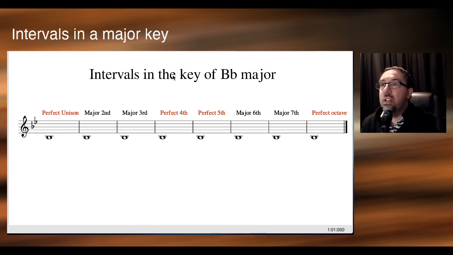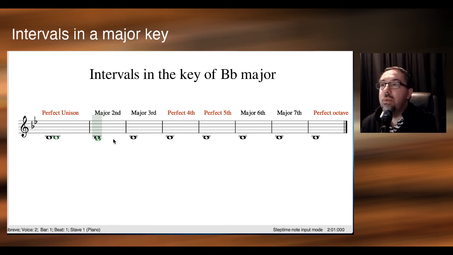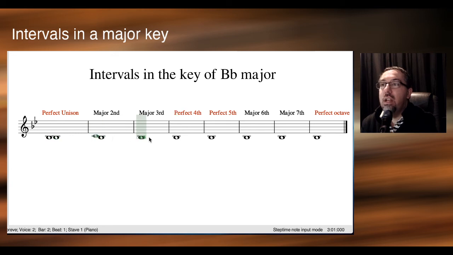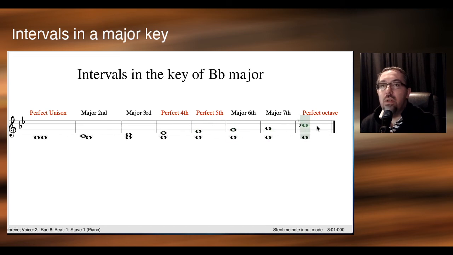Okay, so let's put those notes in again. So my first one was unison, so let's put the same note in. The next one was a second, so B flat to C. Next one was B flat to D, B flat to E flat, and the E flat and the B flat are taken care of with the key signature. The B flat to F is our fifth, the B flat to G, B flat to A, and B flat to B flat. Get that one correct there.